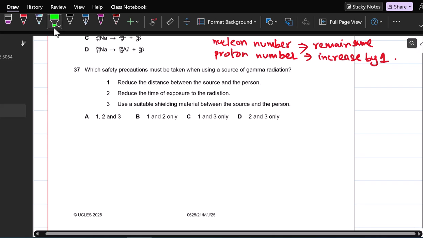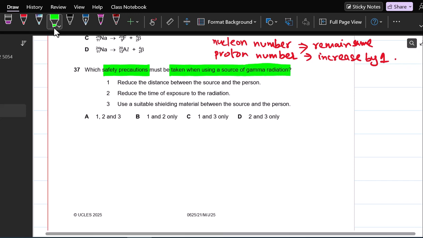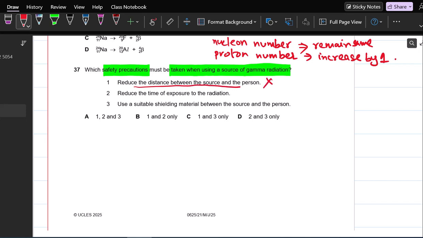37. Which safety precautions must be taken when using a source of gamma radiation? First, reduce the distance between source and person. No, it is wrong. Reducing the distance means you are increasing the exposure to the radiation. Reduce the time of exposure to the radiation. Yes, possible. Use a suitable shielding material between source and the person. Possible. 2 and 3, so D is the right option.